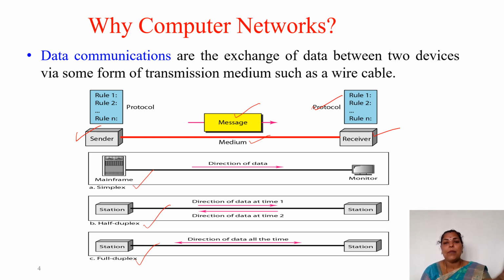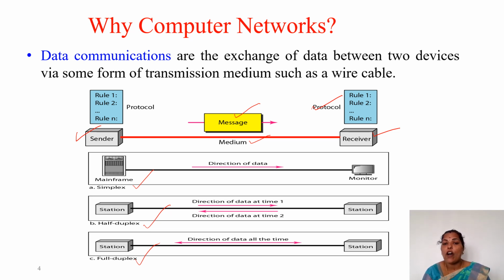Another example is the monitor. The monitor can receive something from a device. Will the monitor send something to a device? No, it just receives. Whatever we give, it just receives and displays it. That's it. So this is also an example of simplex communication.